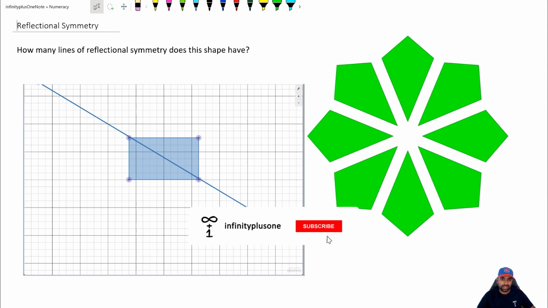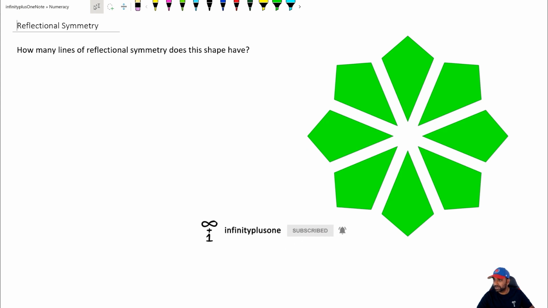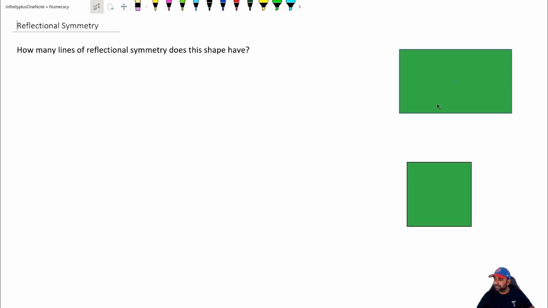Alright, so before we start getting into this, what we're going to be doing is looking at some basic shapes. So I'm just going to bring out this rectangle here, and I've got a square here. And what I'm going to do is draw a line of symmetry through the middle. Now basically, a line of symmetry is when you draw a line, whatever is on one side of the line actually reflects onto the opposite side as well.